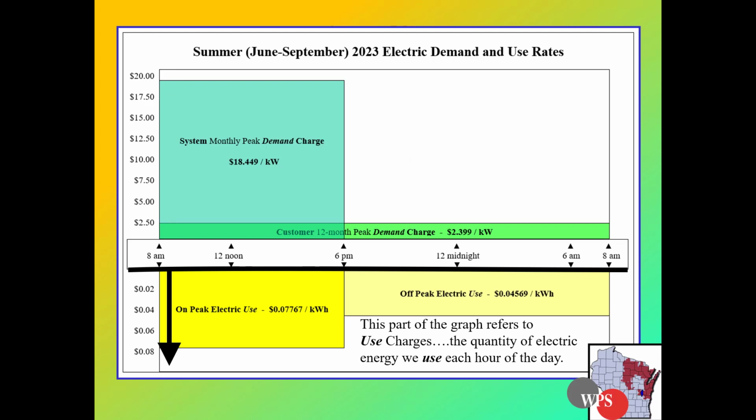This part of the graph refers to use charges, the quantity of electric energy we use each hour of the day. The electric energy we use is expressed in kilowatt hours, kWh. We pay for our at-home electricity use in units of kWh.